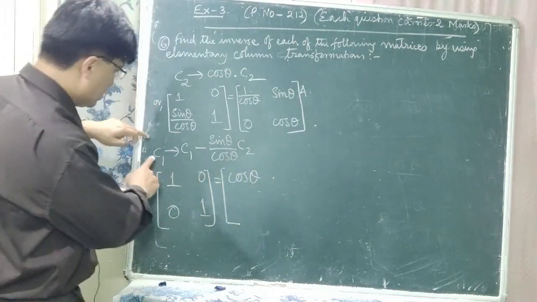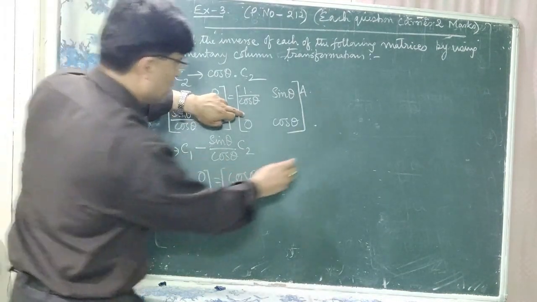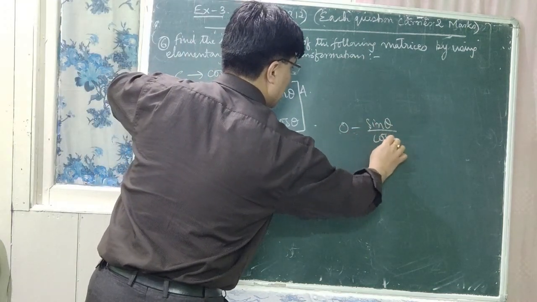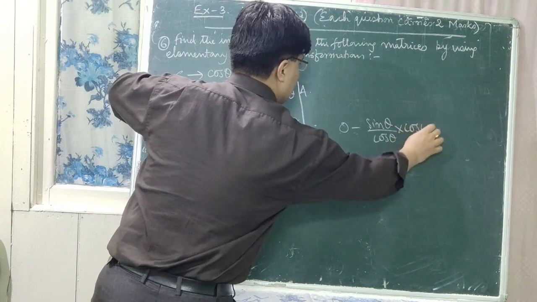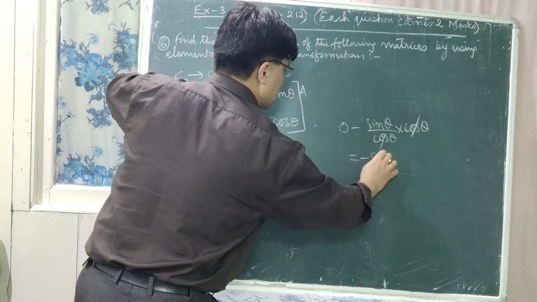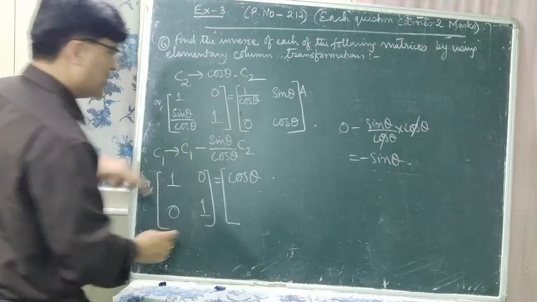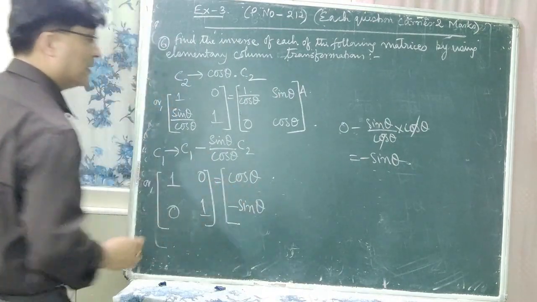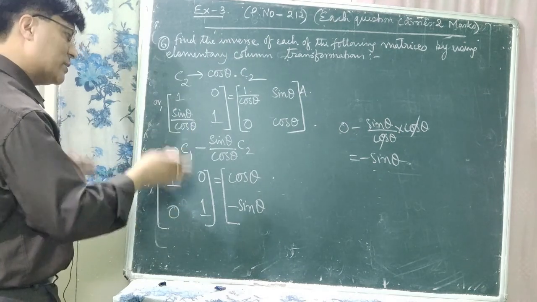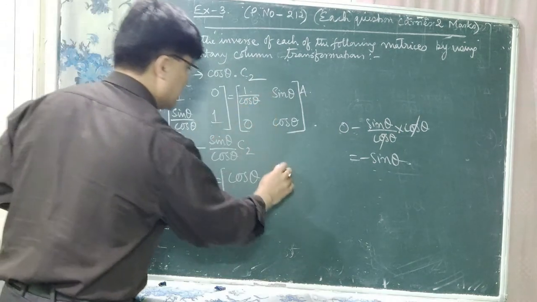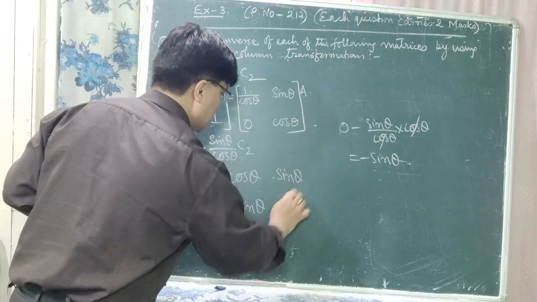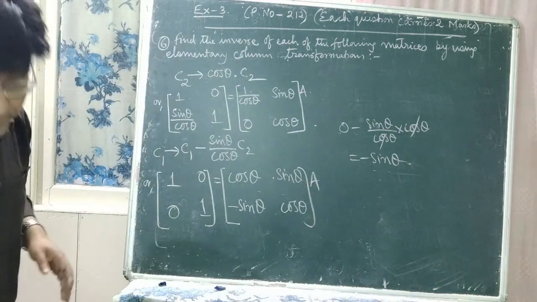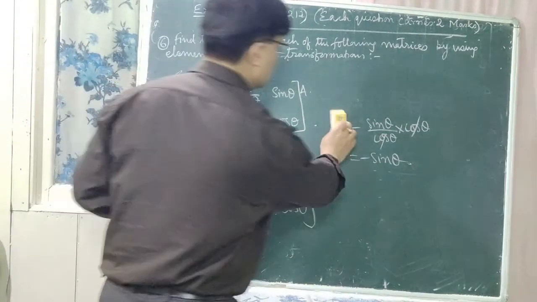So now C1 is changing here. C1 means 0 minus sin theta by cos theta into cos theta, right? So your cos theta gets cancelled, which is equal to minus sin theta. So we can write here minus sin theta. Okay. Now what about column 2? It remains the same. That is sin theta cos theta. Then this is A. So I think you have understood it.